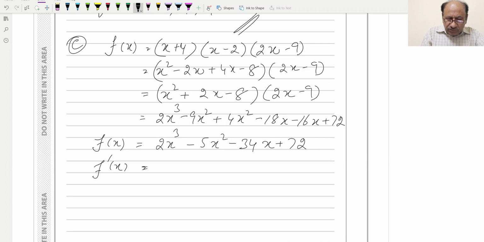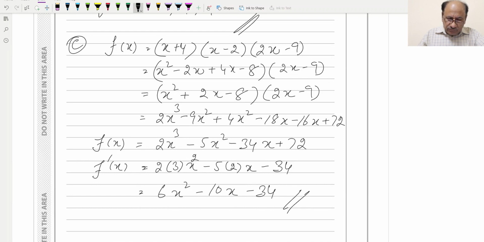Derivative of 2x cubed will be 2 into 3 and x raised to 3 minus 1, which is 2, and plus similarly 5 into 2 into x and minus 34. So this one we can write 6x squared, and this should be minus here. So minus 10x and minus 34. This will be the derivative which is required, f dash of x, which we have done. Now we can move to the D part.